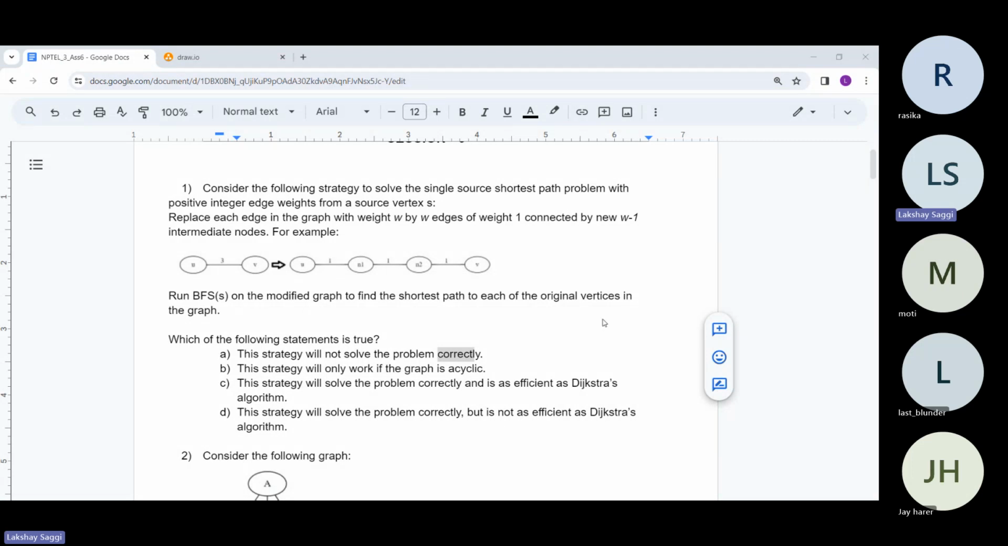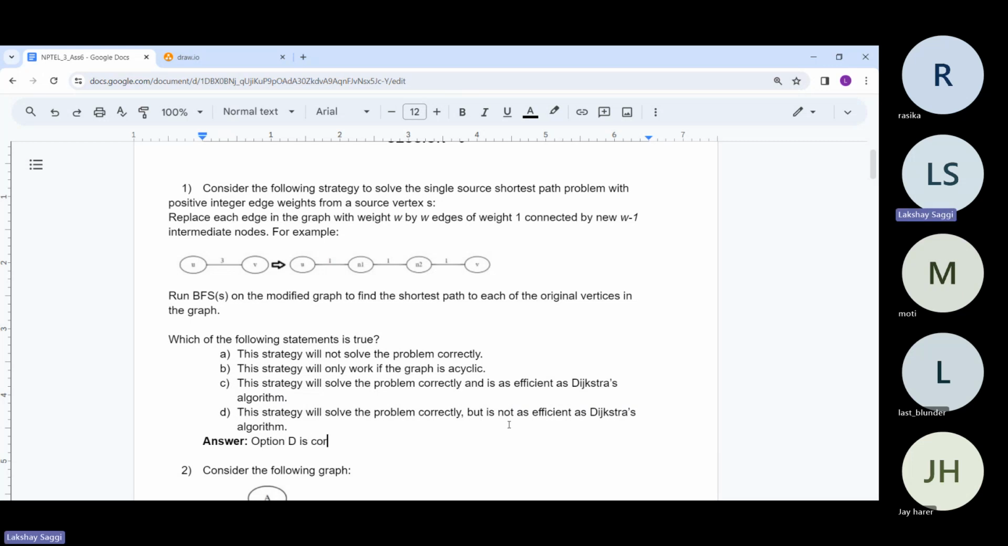Okay, so Rasika has typed in the chat that the answer should be D, that this strategy will solve the problem correctly, but is not as efficient as Dijkstra's algorithm. So yes, Rasika, your answer is correct. The correct answer here is D: the strategy will solve the problem correctly, but will not be as efficient as Dijkstra's algorithm. And why is this the case? Maybe I'll just tell you why. So first I will write down the answer. The correct answer is option D.